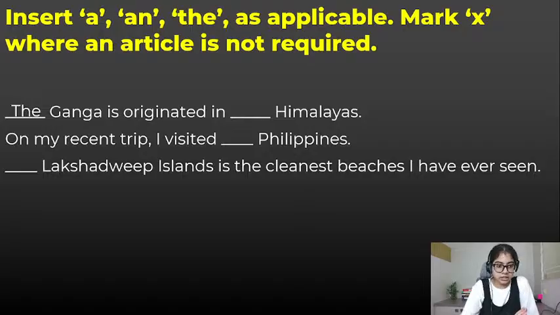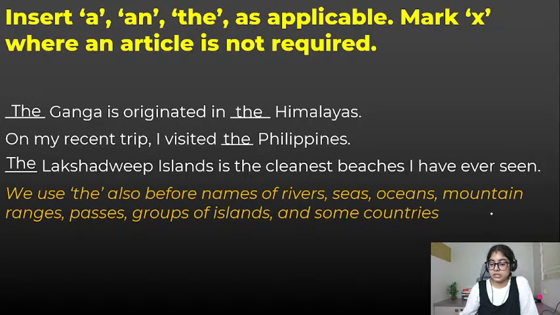यमुना, नर्मदा, कावेरी, it's all the Kaveri, the Narmada. Himalayas, this is not a mountain but a mountain range. Okay, so the Alps, उसके आगे भी द लगता है, तो सारे ranges के आगे द लगता ही है. Countries that are plural, उनके आगे लगता है, and group of islands के आगे भी. So this is the 10th rule.